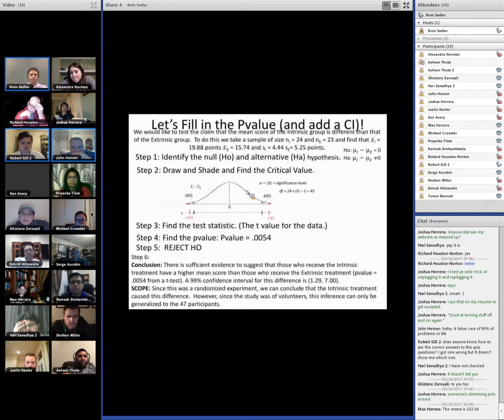Then we will state the conclusion. There's our conclusion. I'll let you read through that, but we've done that one before. We didn't have a random sample, so we can't generalize to the whole population, but it's very intriguing. We can imply causation because we had a randomized experiment. And that's how you want to go.